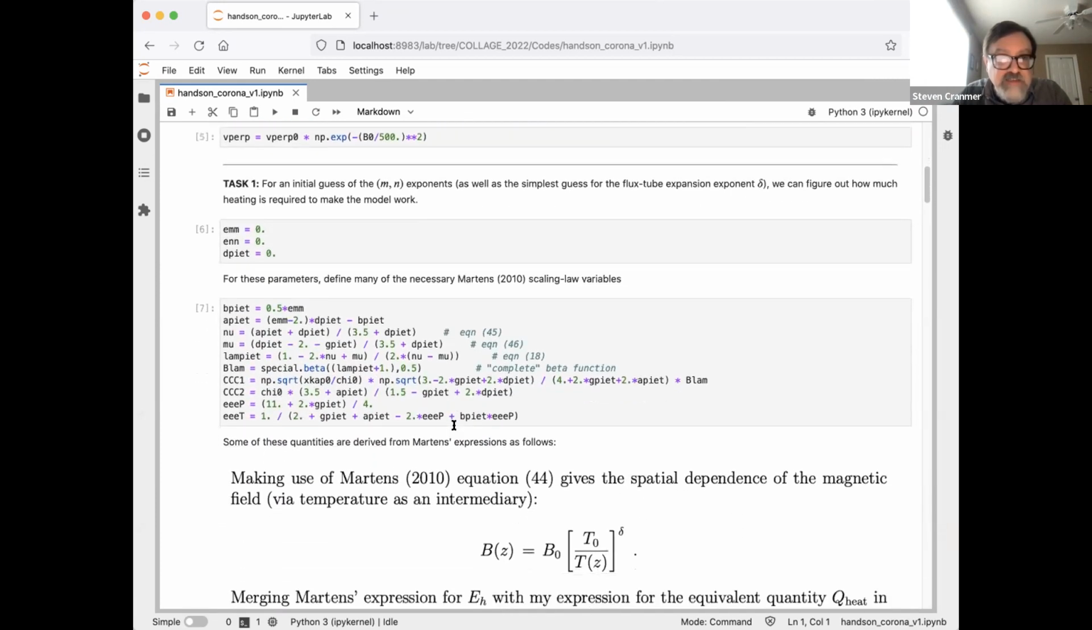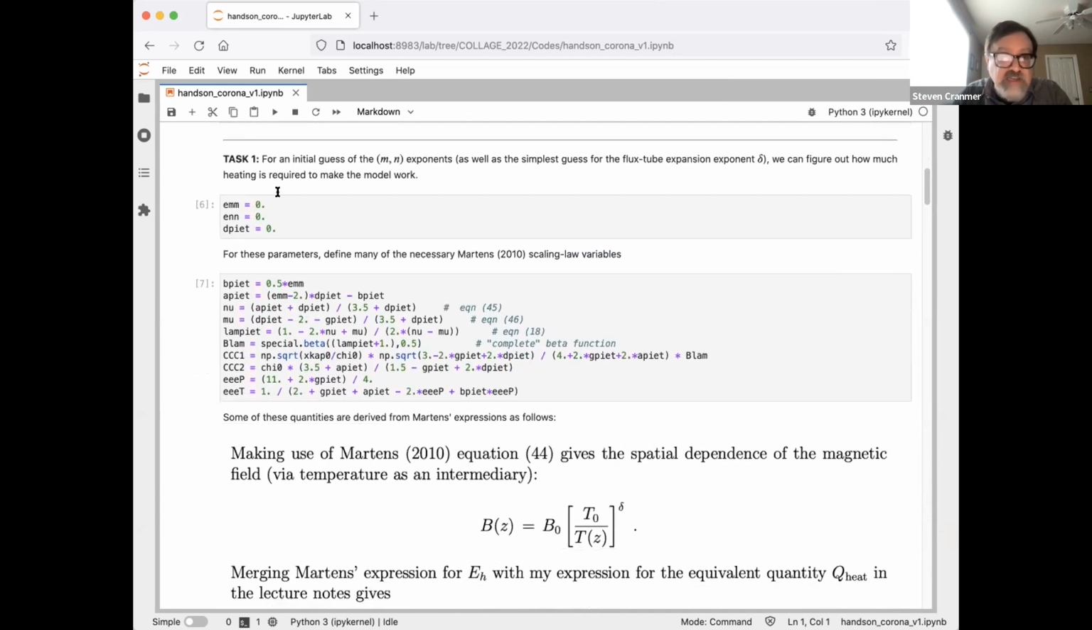So the first thing that is done in the notebook is to just take an initial guess for these exponents. Let's assume the m and the n and the delta are all 0. And then I've got this block of, this is basically the scaling relation block where the m and the n turn into alpha and beta. And then there's all these intermediate things, the nu and the mu, the lambda, the b sub lambda, which is the complete beta function. I tried to put in equation numbers from Martin's paper when possible.